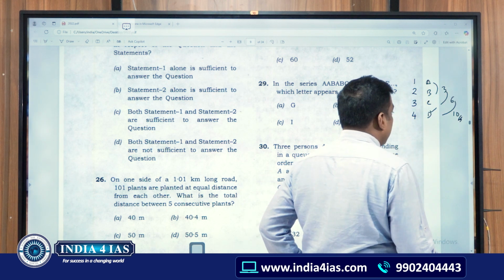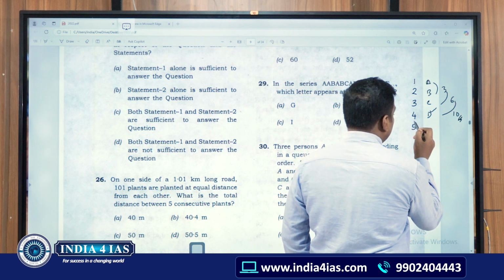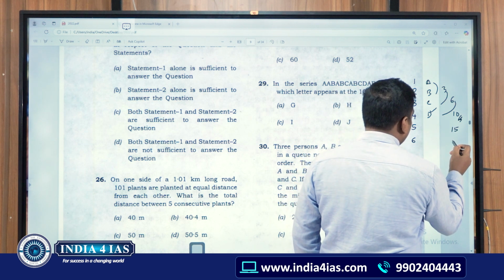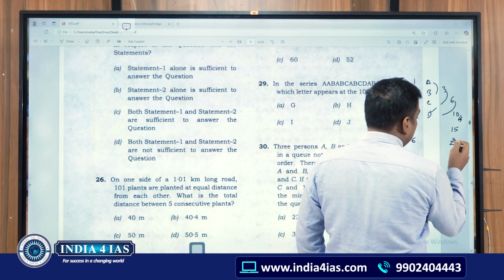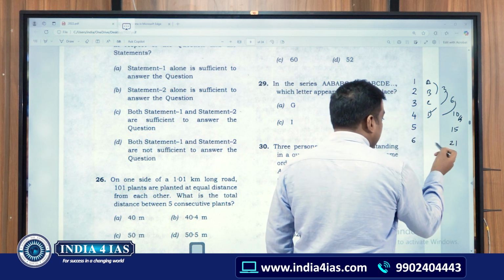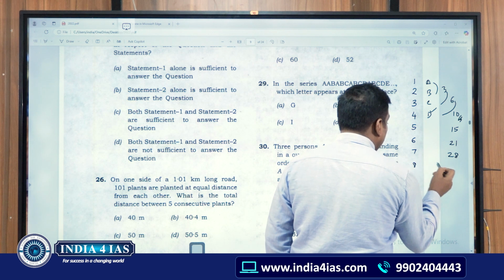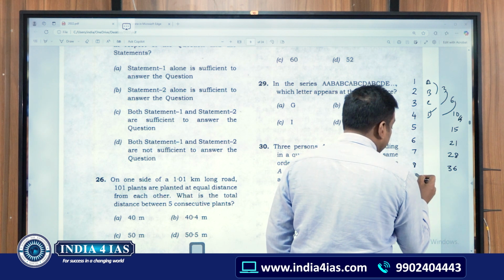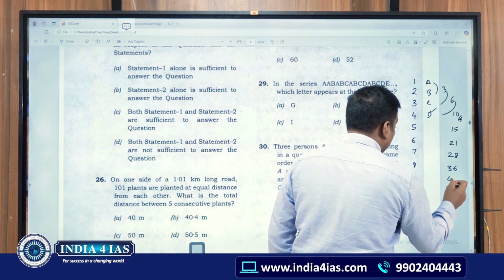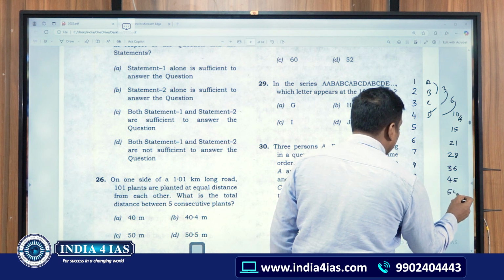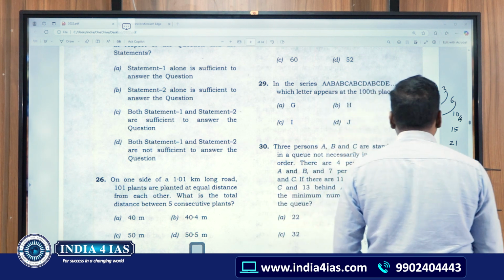So, similarly, for 5, I get 15. For 6, I get 21. So, these are the number of letters that I have. Then 7, it is 28. Then 8, it is 36. Then 9, it is 45. 10, it is 55. So, what does it mean now?